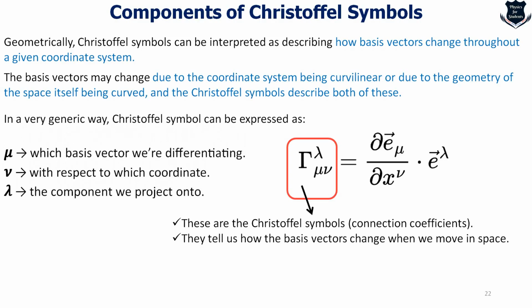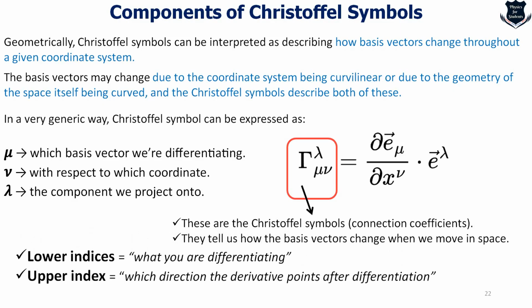So mu is the basis vector we are differentiating, obviously. Nu is with respect to which coordinate, and lambda is the component we project into. That is why we use a dot product, because a dot product is basically a projection of the vector. So it is very simple to remember. The lower indices mention what you are differentiating, and the upper index mentions which direction the derivative points after you make the differentiation. So lower indices say what, and the upper index says which direction.